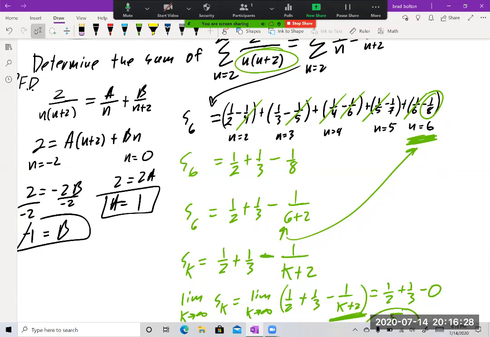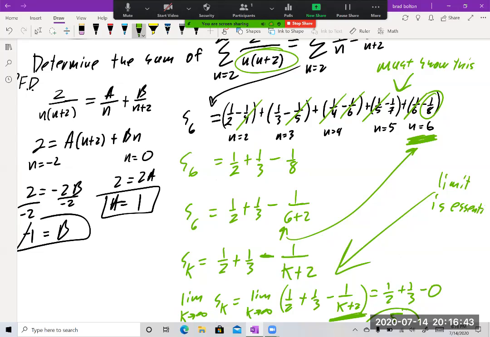And you do have to show me your work, so you must show this. You have to show me that, and then you must show me the limit. The limit is essential, okay? You have to show that you know that since this is approaching infinity, S sub 6, S sub 10, S sub 1,000 doesn't matter. You need to approach an infinite amount of terms, okay? So that's a telescoping series.